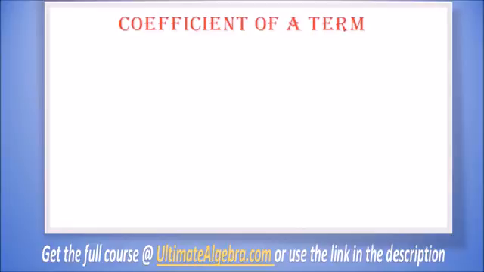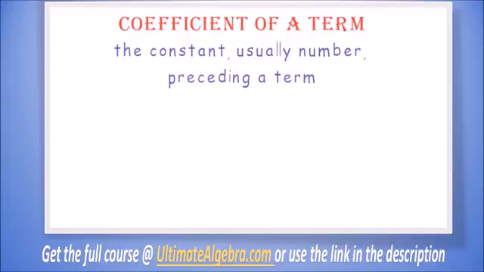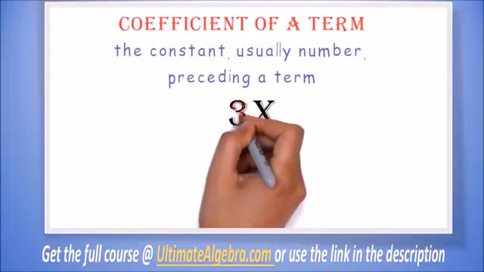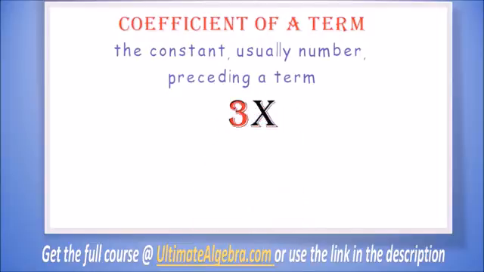Coefficient of a term. Now let's look at the coefficient of a term. The coefficient of a term is the constant, usually a number, preceding a term. So far, we've been looking at the variables. Now, let's look at the number. If we look at a term 3x, the coefficient is 3 because 3 is the constant preceding the term. In algebra, it is possible to have a term which consists of only letters. Example: xy. In a case like this, where there are only letters, the coefficient is 1. So, xy is the same as 1xy.